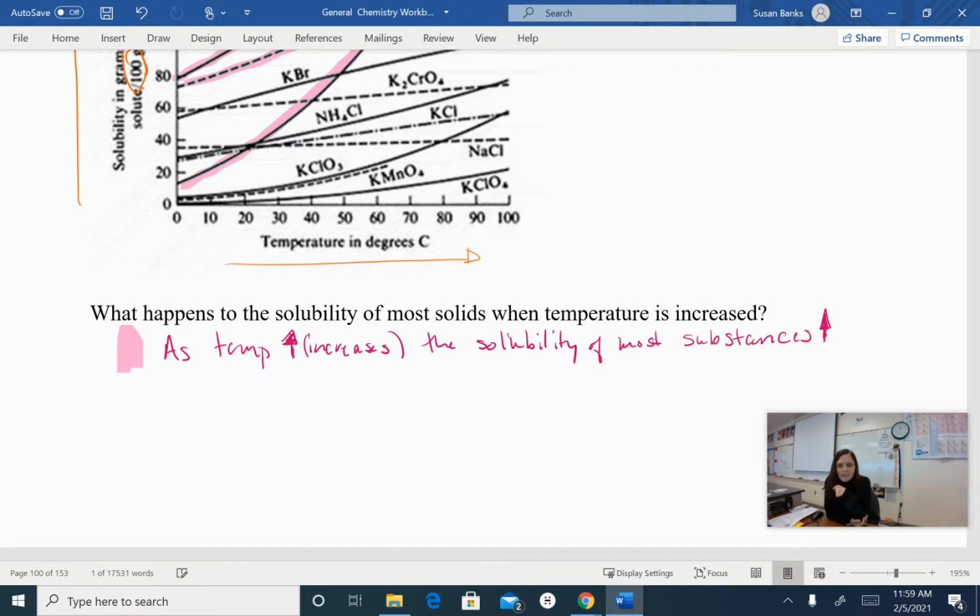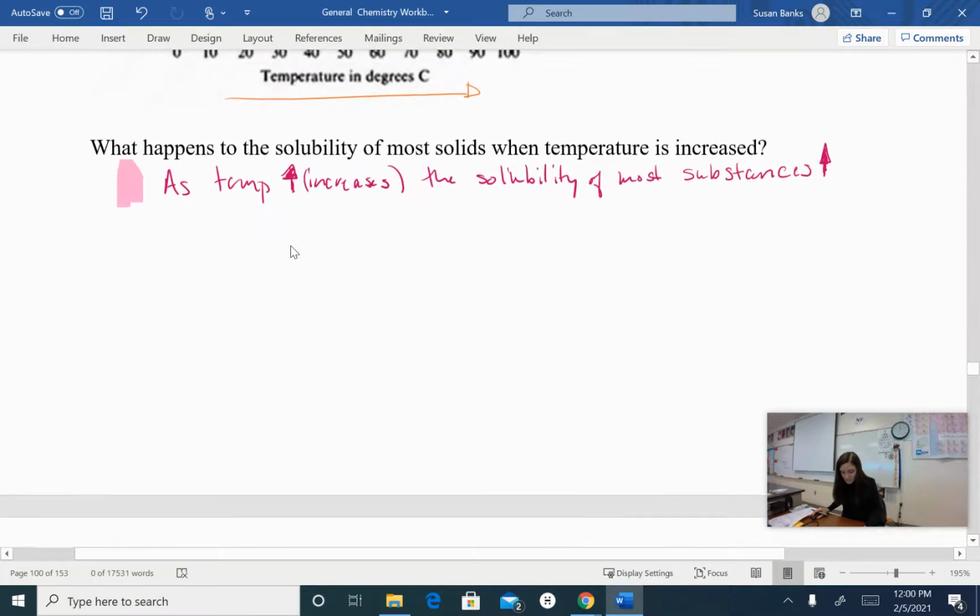How many of you guys have ever tried to wash dishes with cold water? Does it work very well, even with soap? No, it doesn't. Even with soap, if you really want to get those dishes clean and get all that stuff off the dishes and into the water, you have to have warm water, even hot water, to get those dishes clean because solubility of stuff increases when the water is warmer. Okay, so that is the general trend.